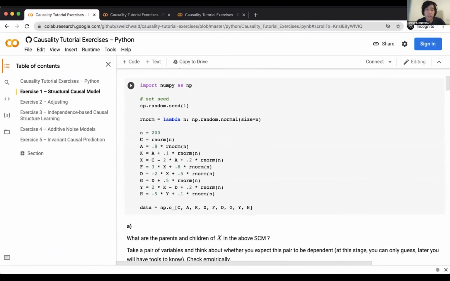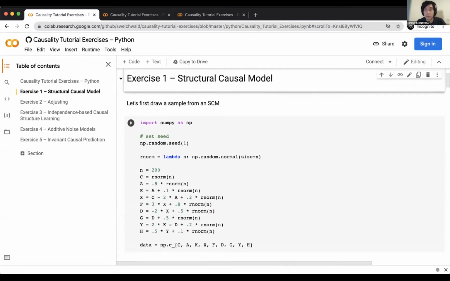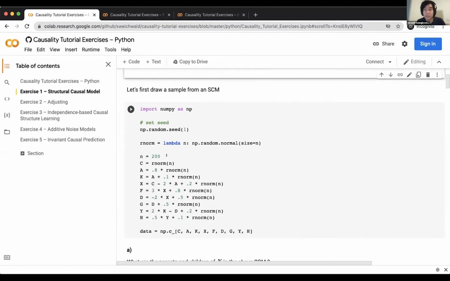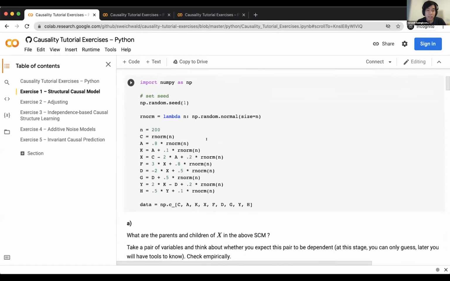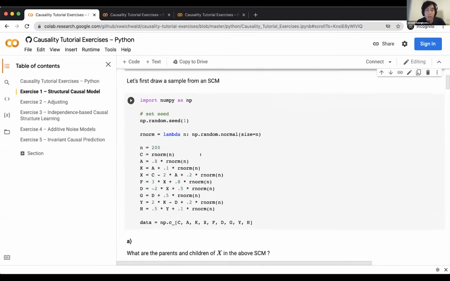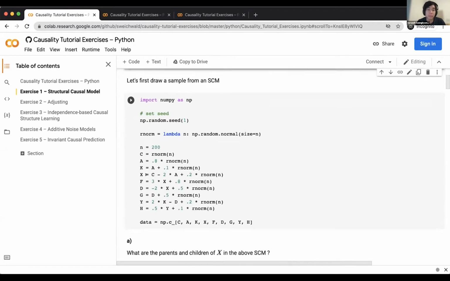And this is quite a simple one, but I think it's also a very important one to show you how the SCM actually works in the code. Like Jonas said, it's very simple. If we just put it in the code, the mechanism underlying SCM is pretty simple. So here we have a bunch of variables, and this is the SCM that we have here.